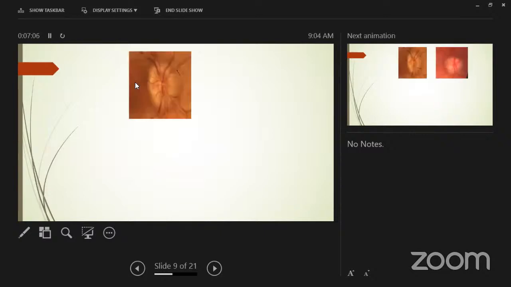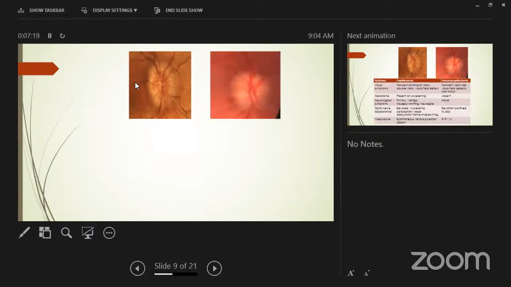This is just one image. Can anyone give me the spot diagnosis, or what will be the findings over there? Yeah, it's a disc edema.